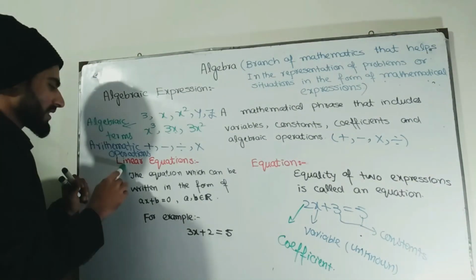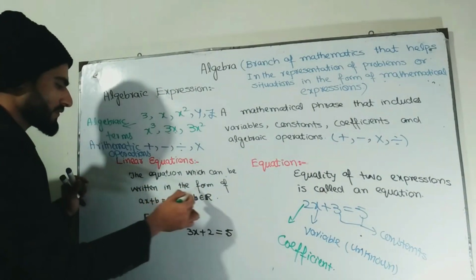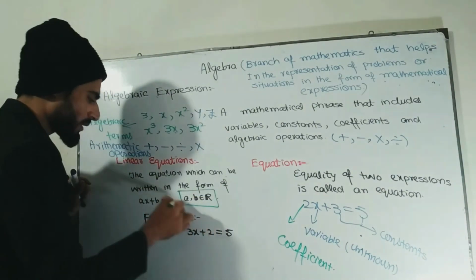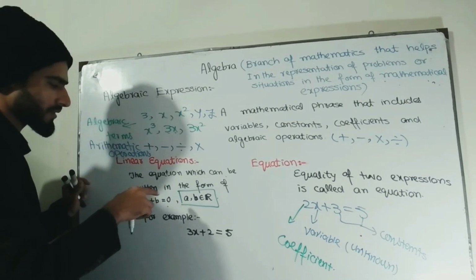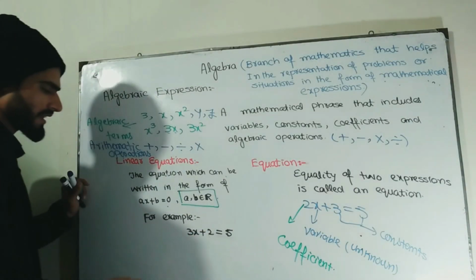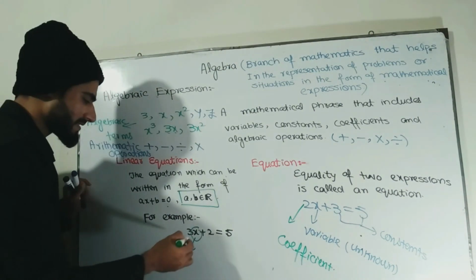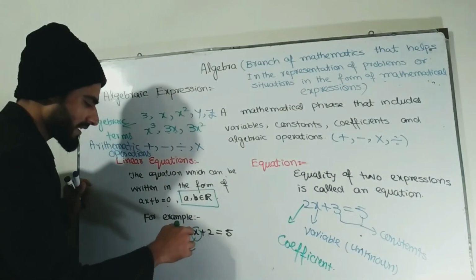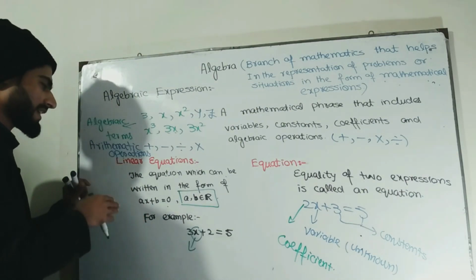I'm going to describe the linear equation: the equation which can be written in the form of ax plus b is equal to 0, where a and b belong to R, a set of real numbers. For example, 3x plus 2 is equal to 5. Here x is the unknown variable. It contains the degree 1. Degree means maximum power. Here there is only one variable, so we can also call it a linear equation in one variable.